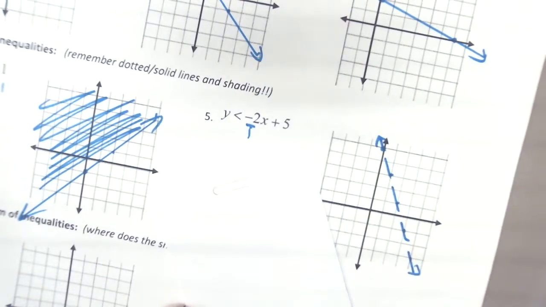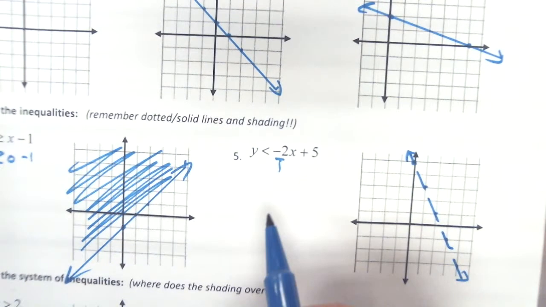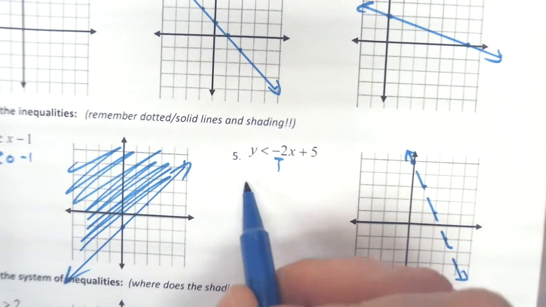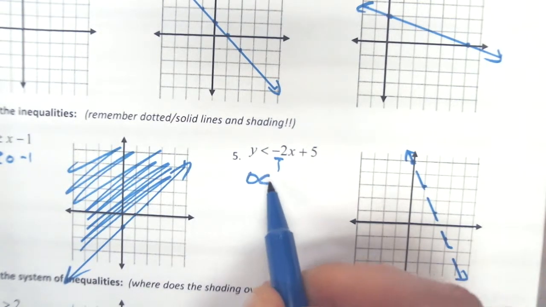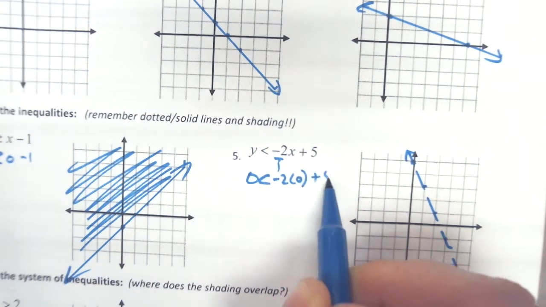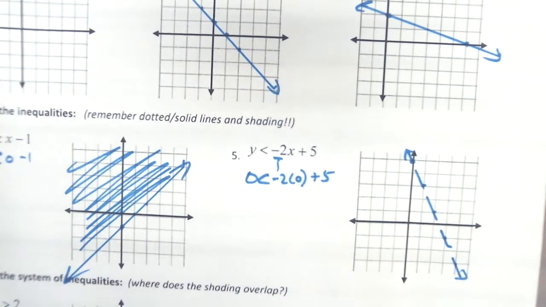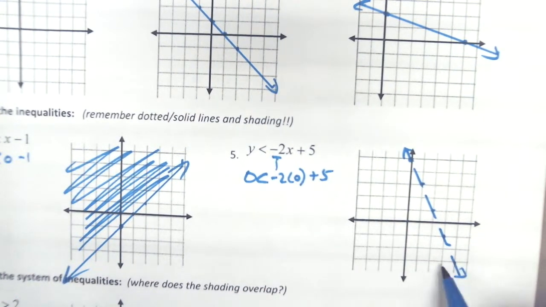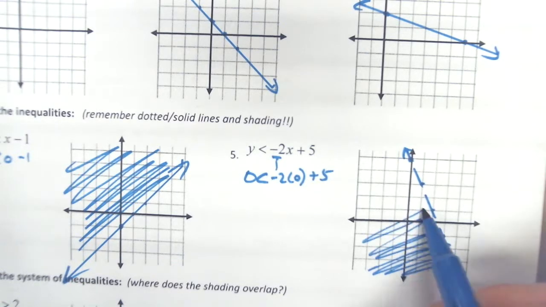And again, since it's an inequality, we have to decide which side we're going to shade. So I'm going to test the point (0, 0). 0 is less than negative 2 times 0 plus 5. Is 0 less than positive 5? Yes, it is. So I'm going to shade on the side where it was true.